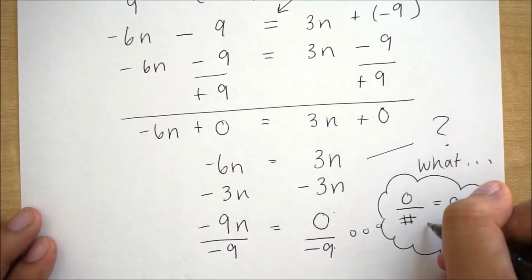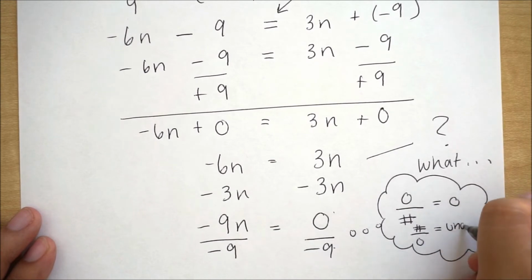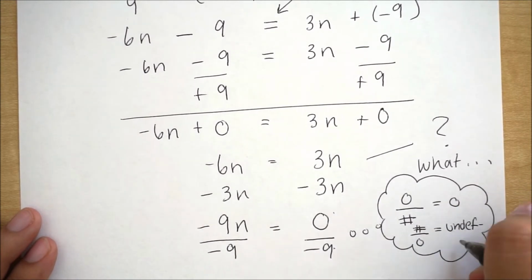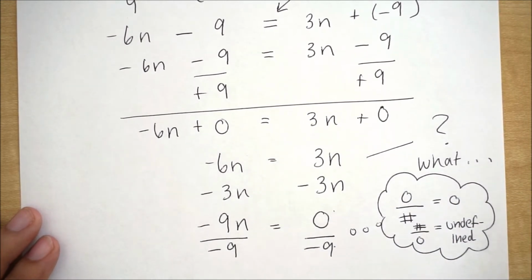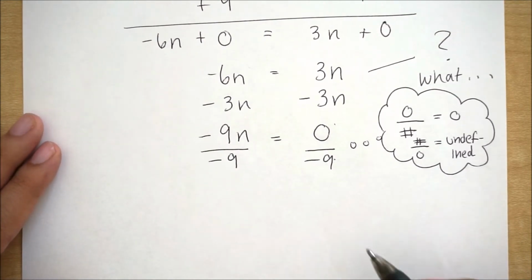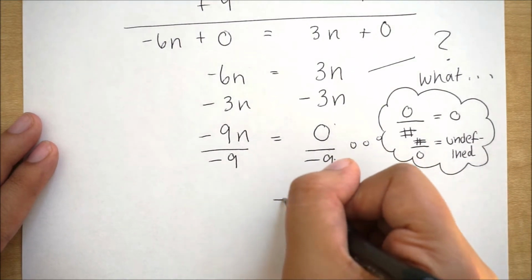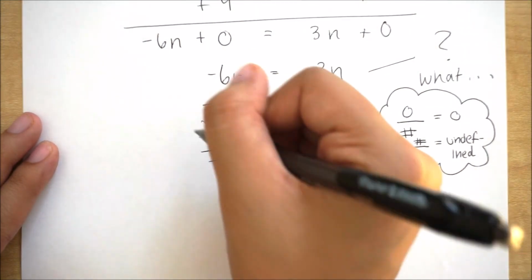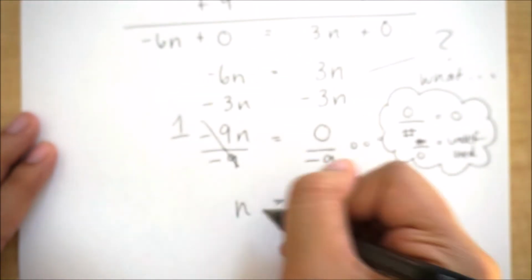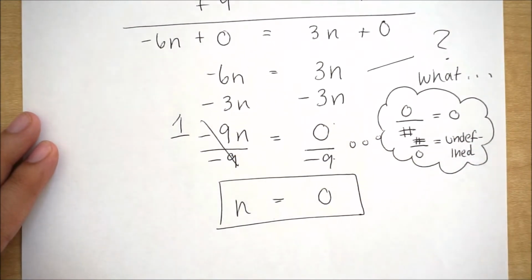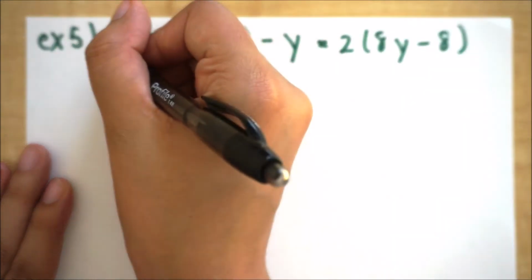0 divided by a number is 0, but a number divided by 0 is undefined. So make sure you know the difference between the two. Here we have 0 divided by a number, which is negative 9. So we'll end up getting just 0 on the right, and negative 9 over negative 9 is 1. So n is just equal to 0, and you can plug that back in to check.